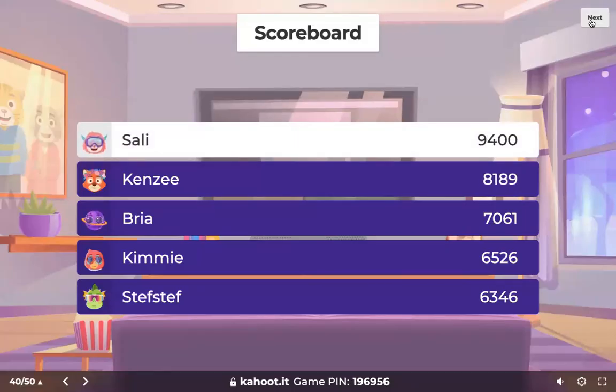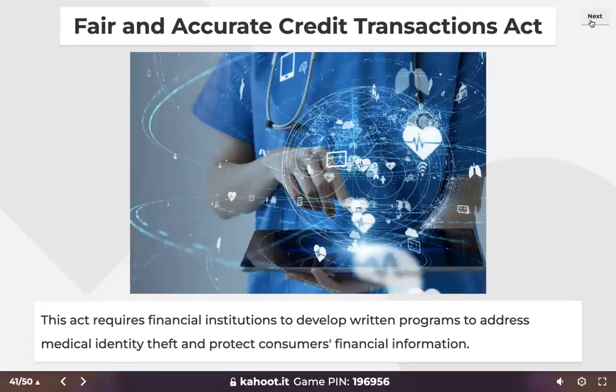All right, she's still on top. And it just says that it just requires that information. But this act is in the textbook and you can find it online as well.